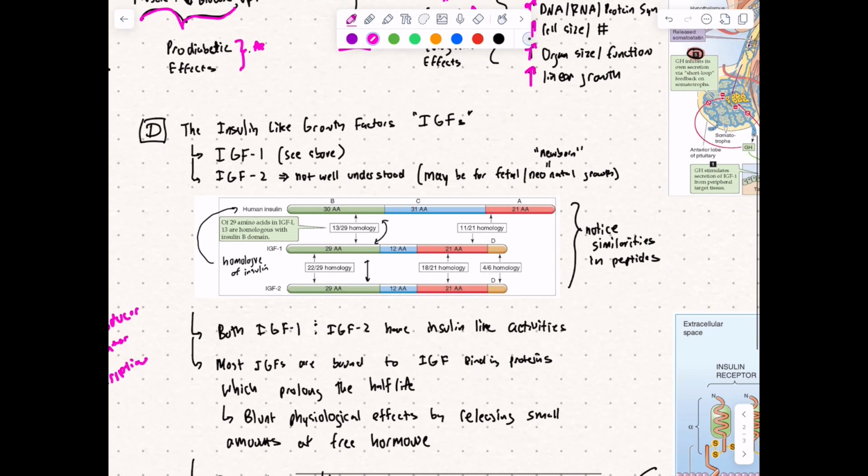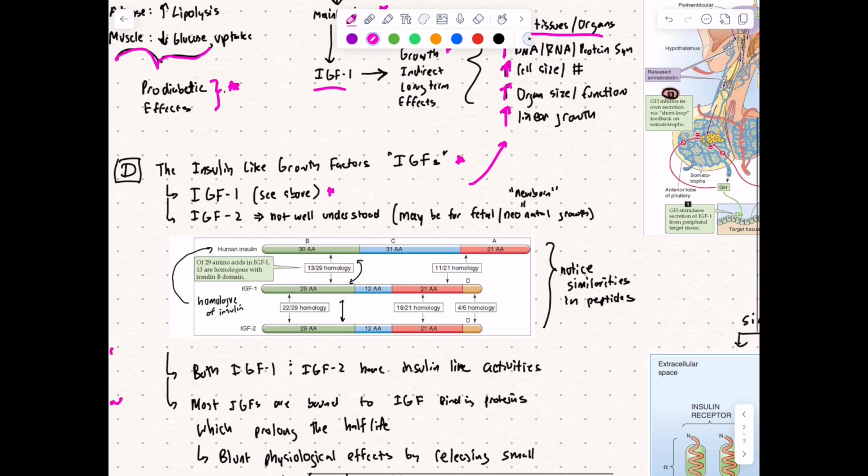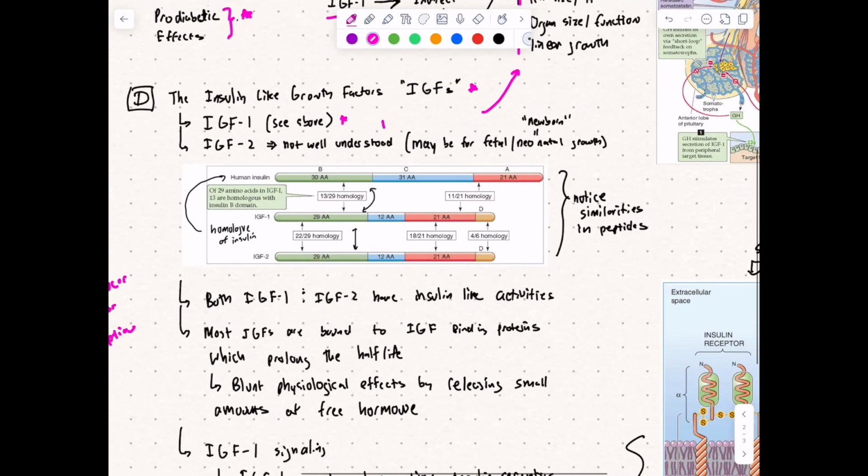All right, and then just more on the insulin-like growth factors. We actually have two different ones. There's IGF-1, which is doing all of this growth of the body, and then IGF-2 is not well understood, but the thought is that it's for fetal and newborn, aka neonatal growth.